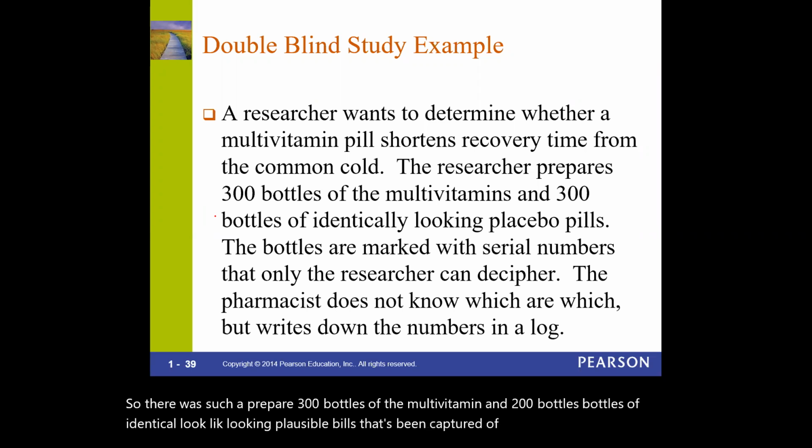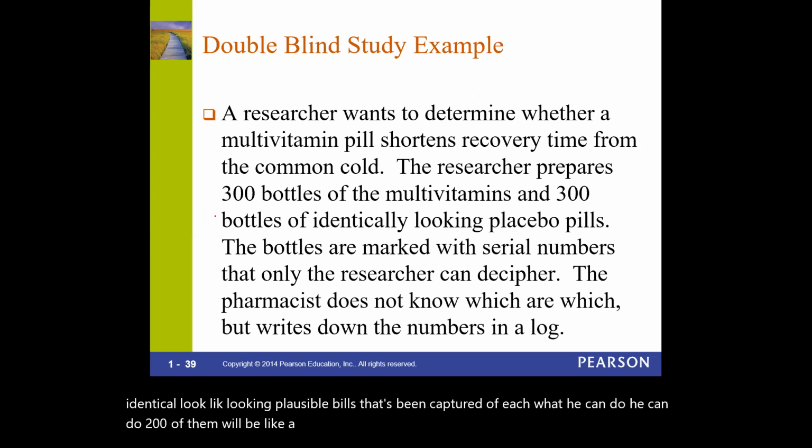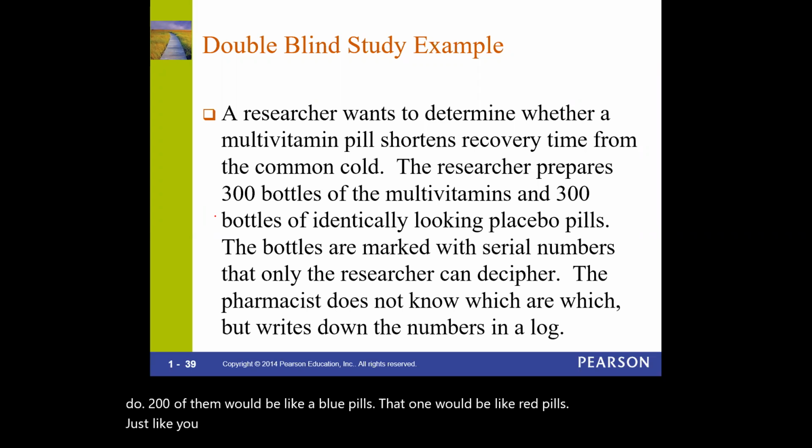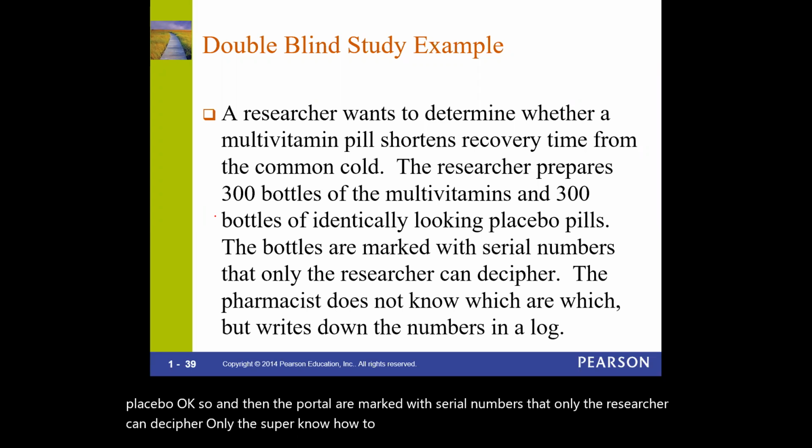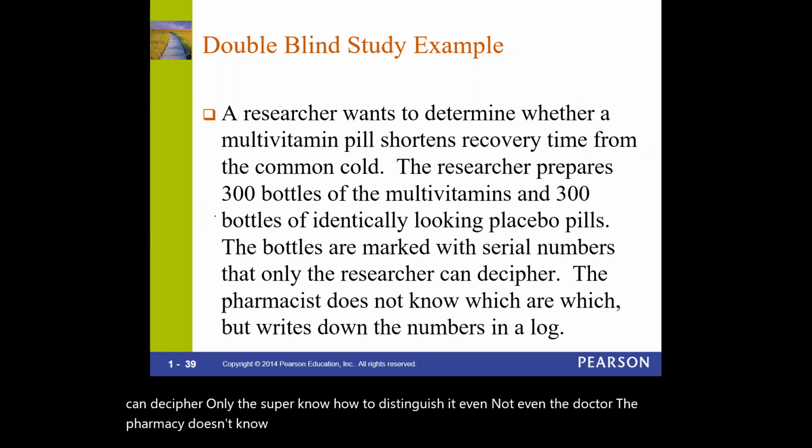What he can do is make the 300 of them blue pills, and the other ones red pills. Just like with Tylenol, sometimes it can be different colors, sometimes it might be a placebo, okay? And then the bottles are marked with serial numbers that only the researcher can decipher. Only the researcher knows how to distinguish them. Not even the doctor, the pharmacy doesn't know anything, and neither does the clinic, okay? So I'm the only one who's going to know about that.